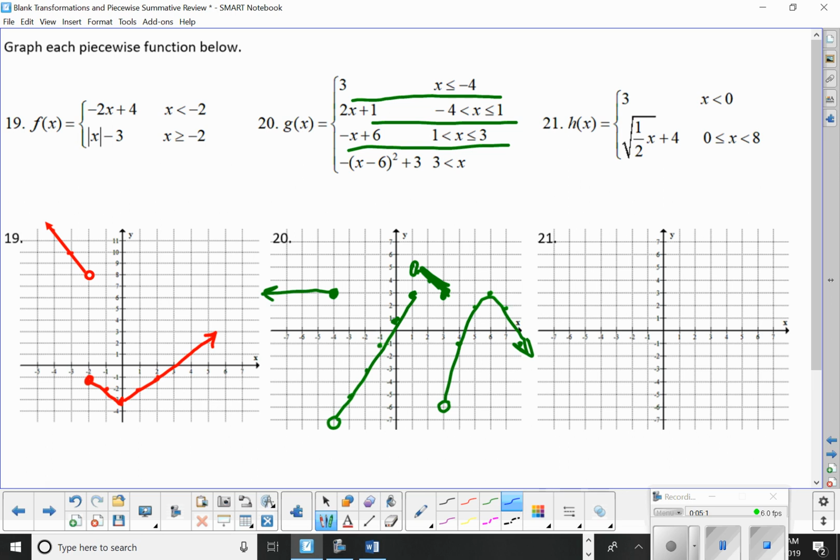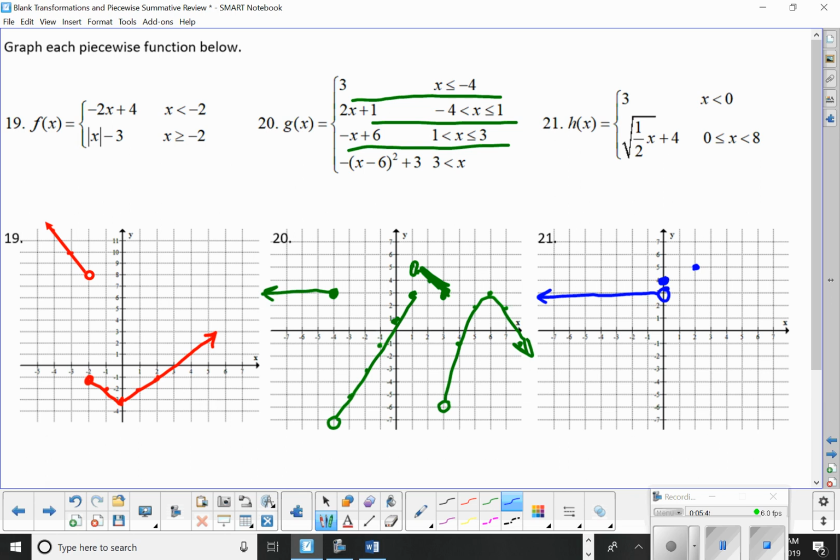Number 21, this is a piecewise function. When x is less than 0, y is equal to 3. Well, that's easy. We put an open dot here, and then it's just a horizontal line. Now, at 0 up to 8, it's the square root, and then up 4. So this goes up 4. I'm going to have a point here, and then it's got a horizontal stretch of 2. So I go right 2, up 1.